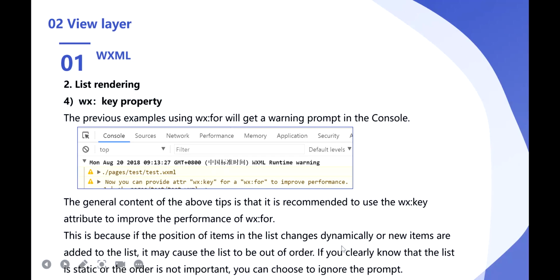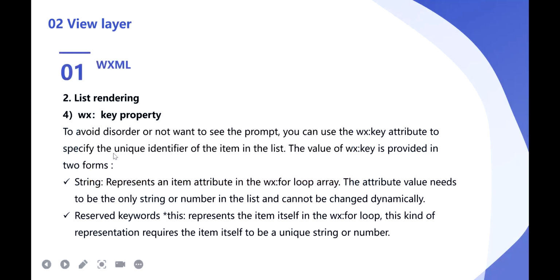Here is this key property. We have some forms to avoid disorder or not want to see the prompt. We can use the wx:key attribute to specify the unique identifier of the item in the list. The value of wx:key is provided in two forms.